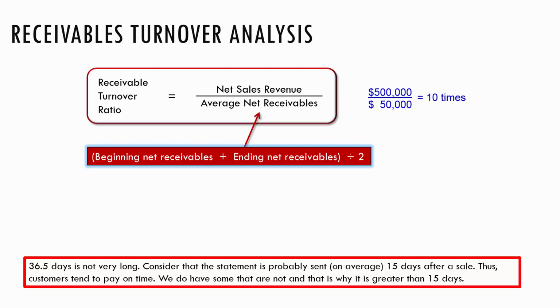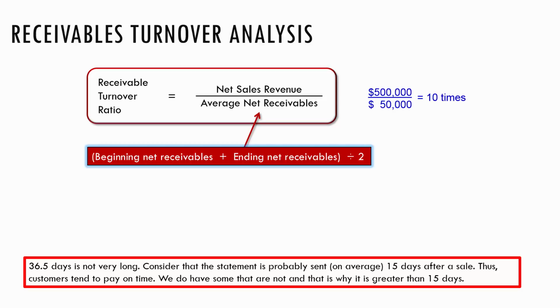The receivables turnover is net sales revenue on the top and average net receivables. In the previous PowerPoint, I said that when we're doing our turnover for our inventory, we should average inventory, and I said you take the beginning and ending and divide by 2. You're going to do the same thing with receivables. You're going to take the beginning and ending and divide by 2. So our receivables turnover is how many times it turns over within this accounting period, and it does 10 times. So this is pretty good.